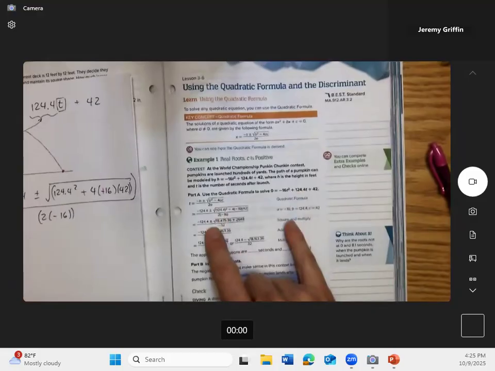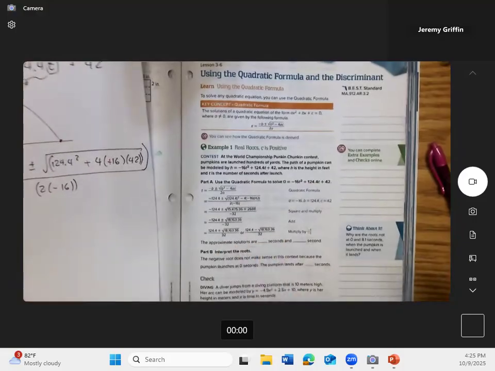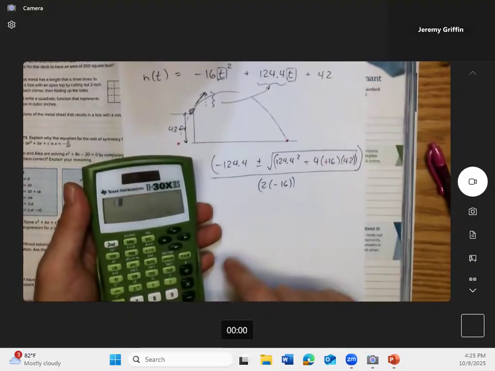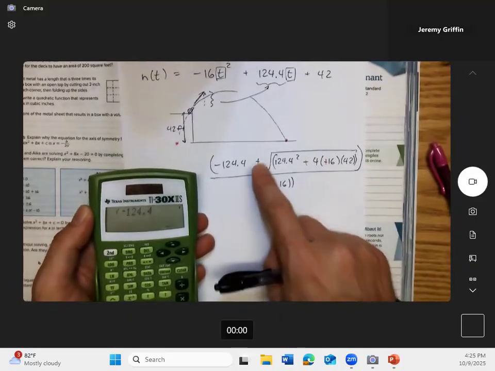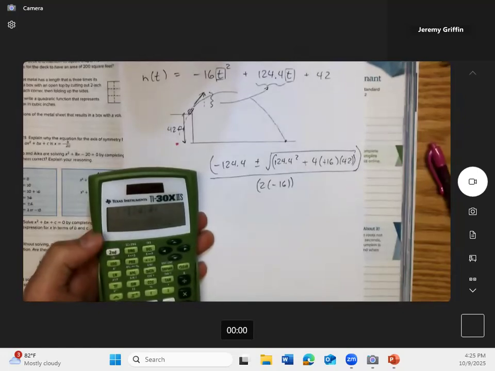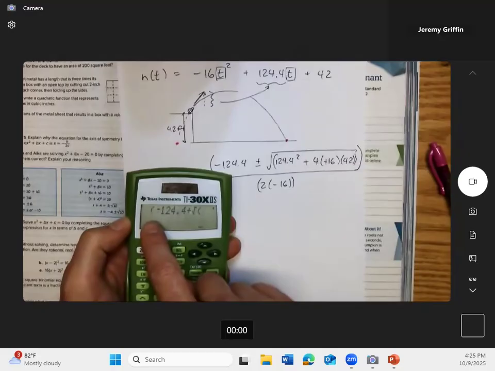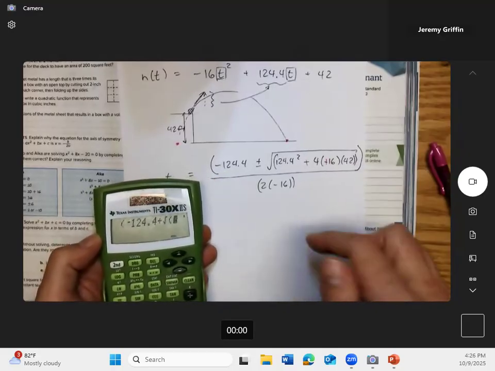Now, since this is one of their examples, I'll go ahead and just cut to their work. And actually, you know what? They only got that far. I thought they might have the answer, but I'll go ahead and plug it in the calculator. So we got negative 124.4. Let me start with plus just to see what happens. Square root. Notice I've already opened a parenthesis for the numerator because I've got to group the numerator together before I divide. Be careful about it.